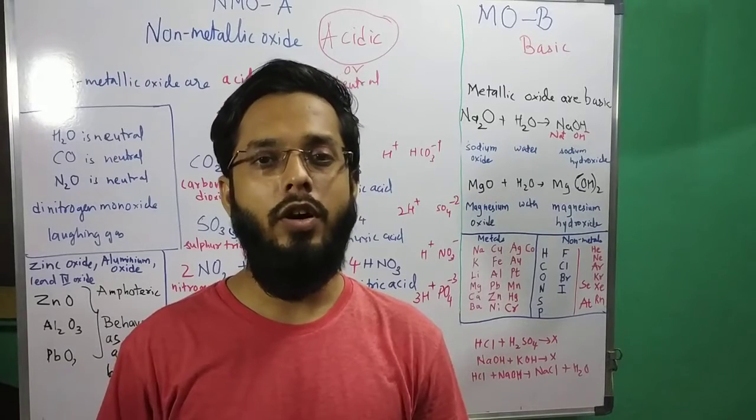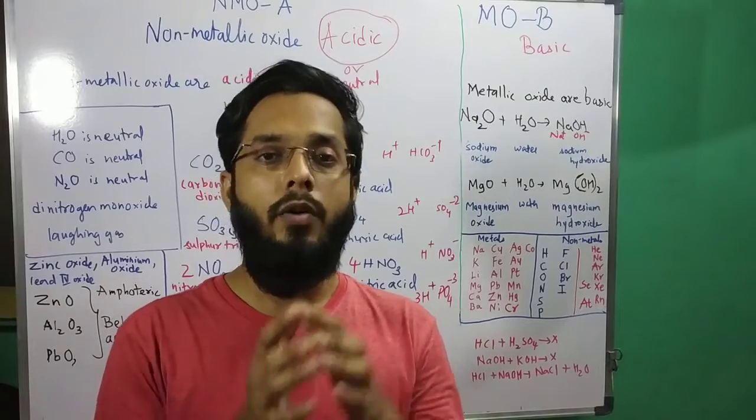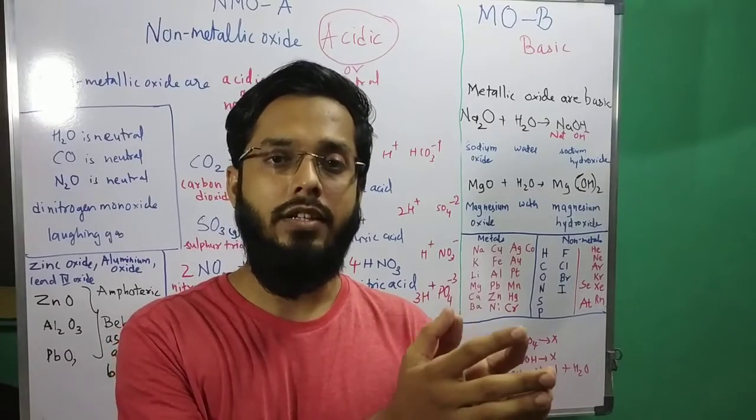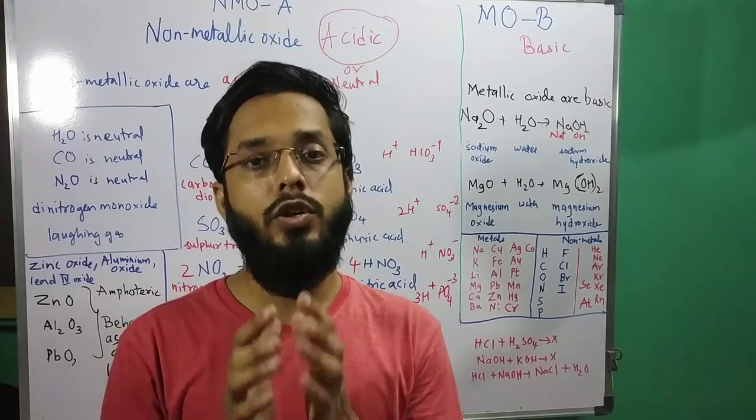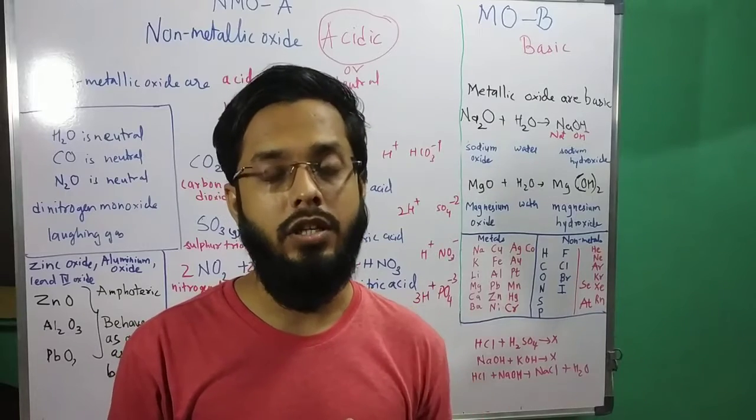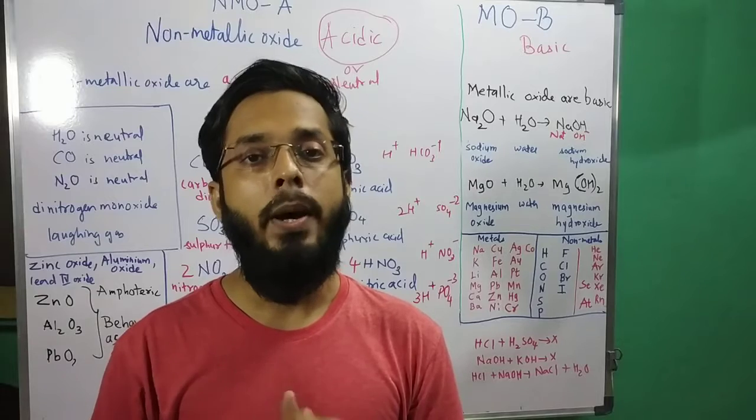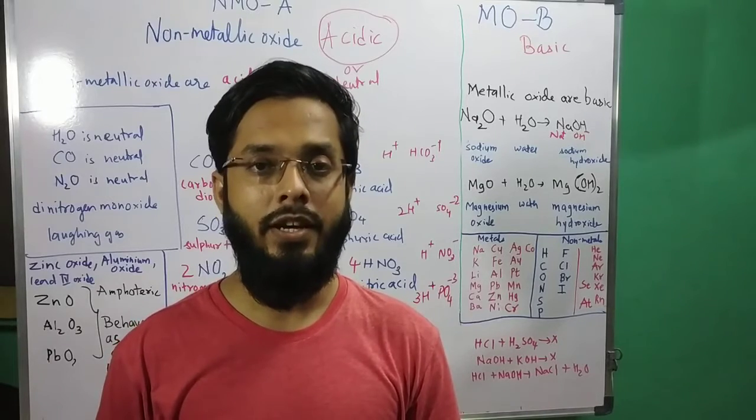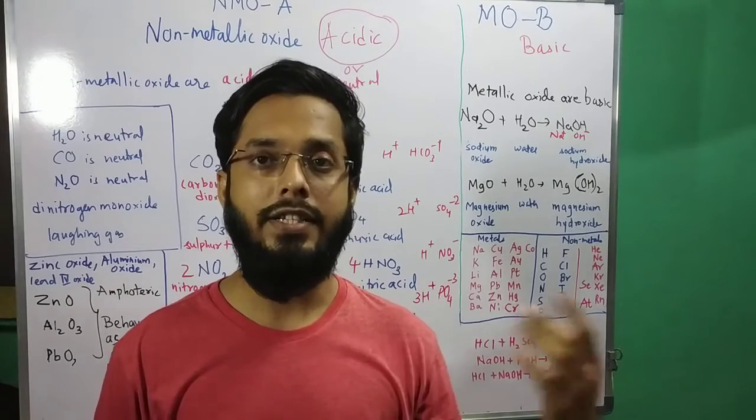So dear students, we have talked about acid and base. We know that sulfuric acid is an acid and sodium hydroxide is a base. But dear students, do you know even salts are acidic in nature, basic in nature, and sometimes neutral? So we're going to talk about how metallic oxide are basic and how non-metallic oxide are acidic. Let us understand.